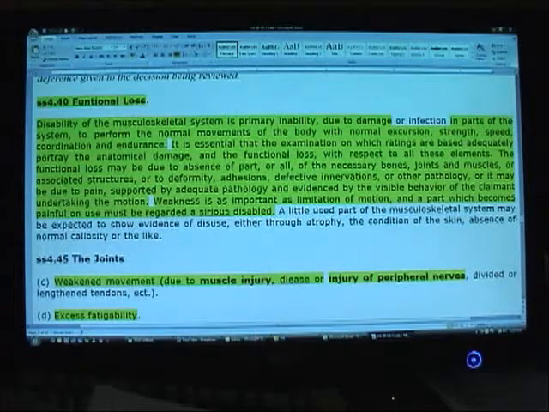A little used part of the musculoskeletal system may be expected to show evidence of disuse, either through atrophy, the condition of the skin, absence of normal callosity, or the like.